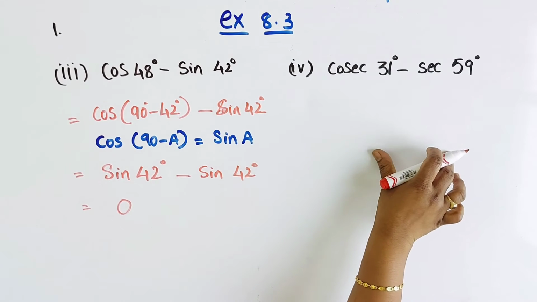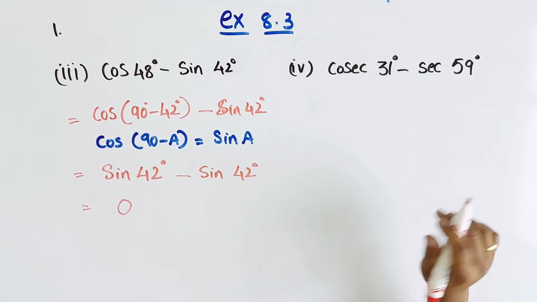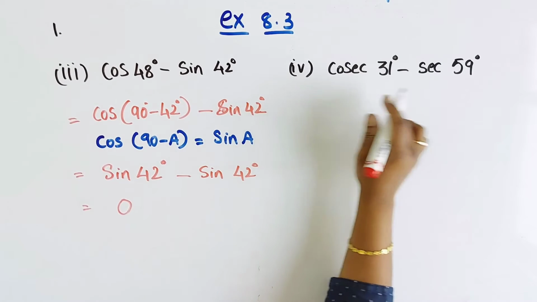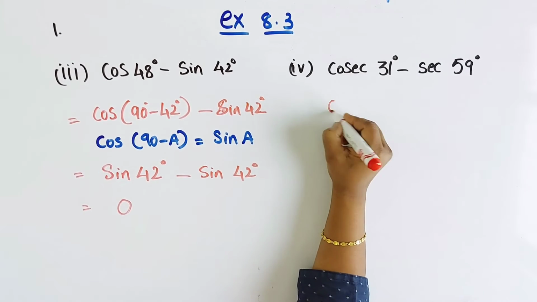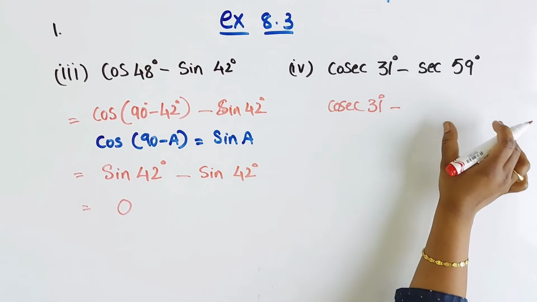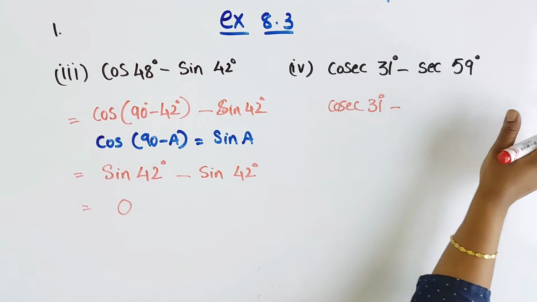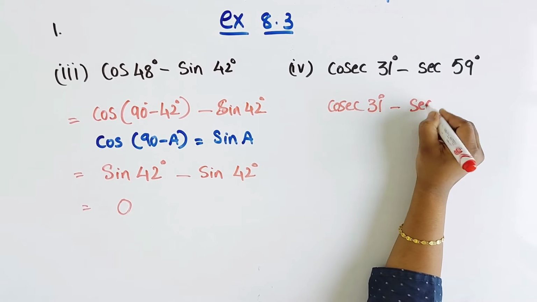Now see fourth question, children. Cosecant 31 degrees minus secant 59 degrees. Here also the same. Cosecant 31 degrees, I am writing as it is. Minus secant 59 degrees. Minus secant 59 degrees, children.